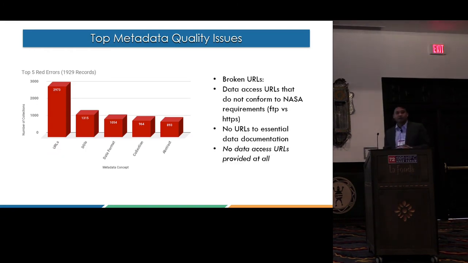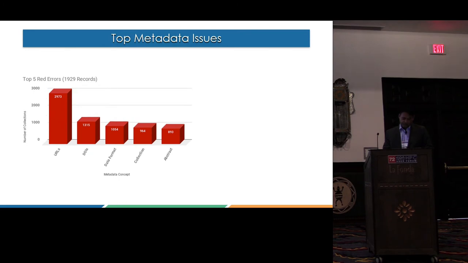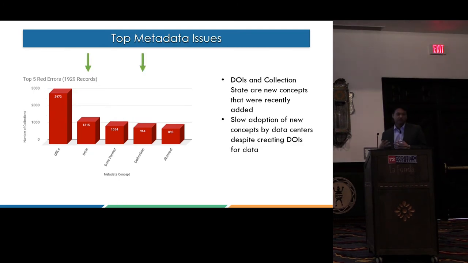The biggest issue is URLs. They have no URLs, or they have incorrect URLs pointing to the wrong thing. So there are all these inconsistencies that have to be fixed. DOIs and collections are relatively new in terms of what we added, so the data producers have had issues trying to provide correct information.